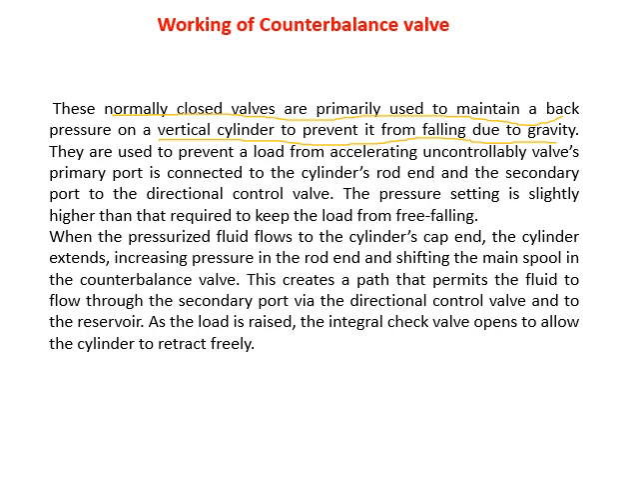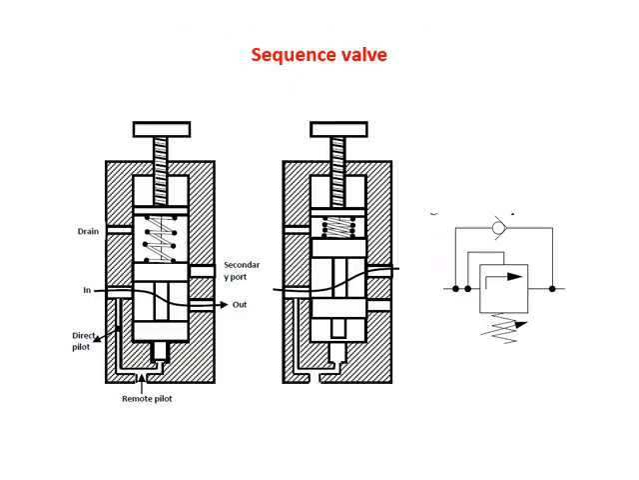For that there is a separate mechanism of working. The pressure setting is slightly higher than required to keep the load from free falling, and when the pressurized fluid flows into the cylinder's cap end, the cylinder extends, increasing the pressure in the rod end and shifting the main spool in the counterbalance valve. This creates the path that permits the fluid to flow through the secondary port via the direction control valve and to the reservoir. As the load is raised, the integral check valve opens to allow the cylinder to retract fully.